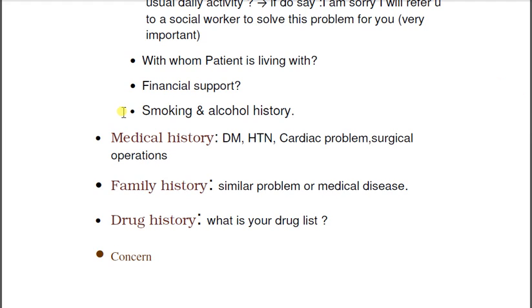And at that point, advise the patient to stop smoking because smoking may worsen his condition or his eye problem. And we can refer you to a smoking cessation clinic to help you with this issue, if you don't mind. What about medical history? Do you have any long-standing disease of note like diabetes, hypertension, cardiac problem, surgical operation? Do you have any family history of similar condition or medical problem? What about your drug list?